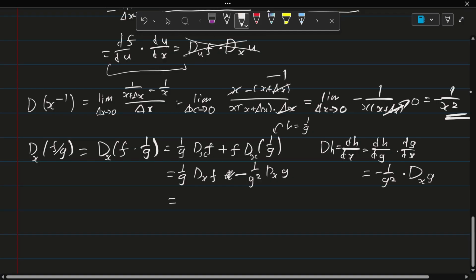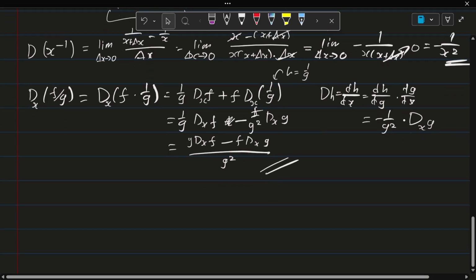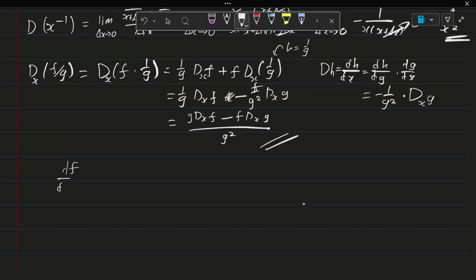So you could rewrite this as, oh wait, where's my f? There. So if you make the bottom one to be the same, it would be g dx f minus f dx g over g squared. This is the formula for quotients. So if you have one function divided by another function, you could use this formula to find out what the derivative is. So something that could be useful is to observe that df over dx times dx over df would be the same thing as 1. Well, you could say it straight away.